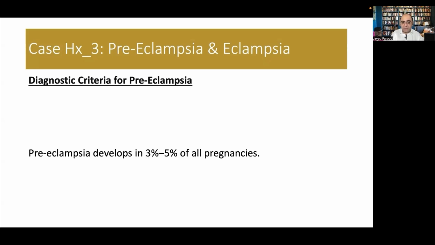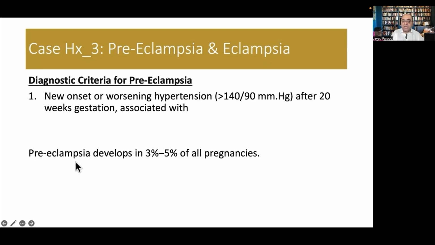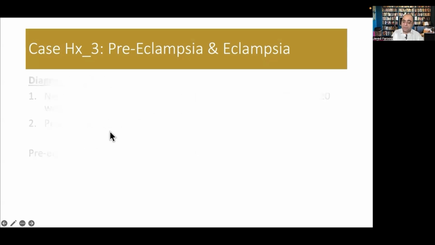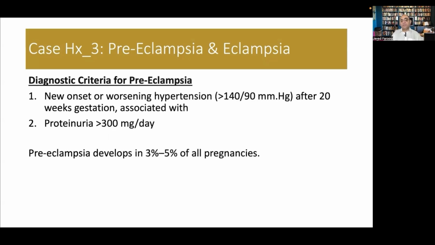What should be the diagnostic criteria? We know the pre-eclampsia develops in 3 to 5% of all pregnancies. So the diagnostic criteria for pre-eclampsia is new onset 140/90, or worsening hypertension more than 140/90 after 20 weeks gestation associated with proteinuria of more than 300 milligram per day. So the criteria is that there is new onset hypertension more than 140/90, or the previously hypertension which was controlled has gone out of control, and this happens after 20 weeks of gestation, and there is proteinuria of more than 300 milligram per day.